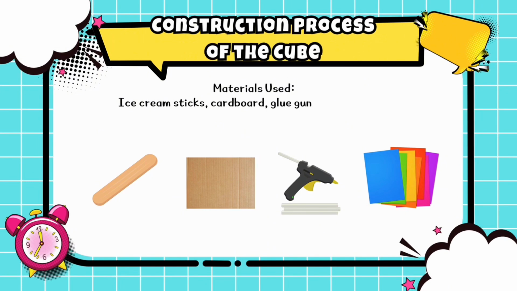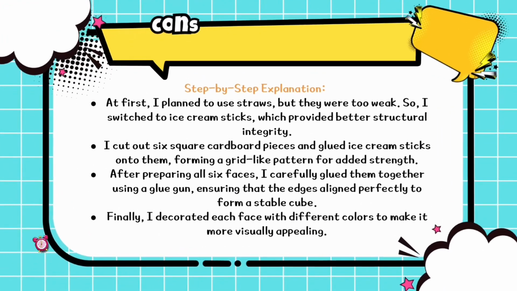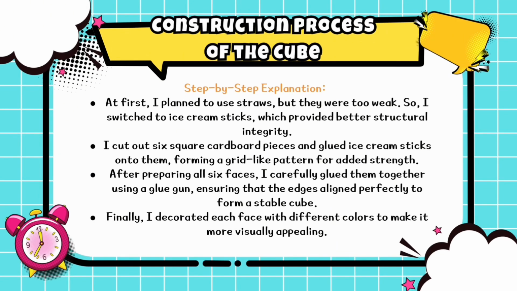Now we go for the construction process of the cube. The materials that I used to make this cube are ice cream sticks, cardboard, glue gun, and colored paper. Now, how did I make the cube?